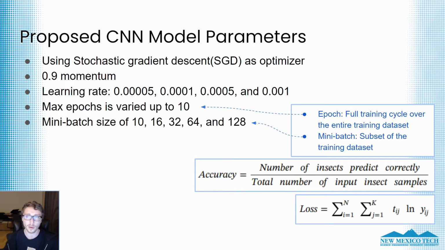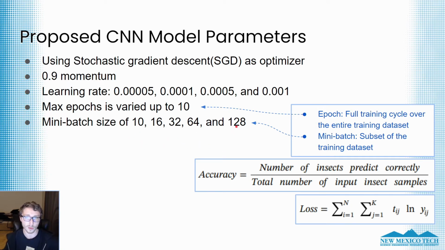So their proposed convolutional neural network parameters, they intend to use stochastic gradient descent as an optimizer with 0.9 momentum. They tested a variety of learning rates between 0.00005, 0.0001, 0.0005, and 0.001. They tested max epochs up to 10 and a mini batch size of 10, 16, 32, 64, and 128.